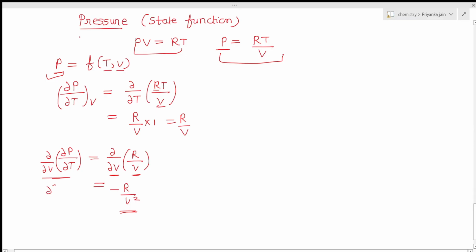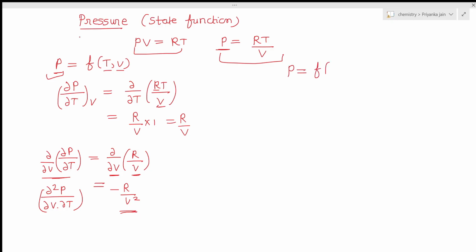Okay, ∂²P/∂V∂T. We can write it in this manner. This is the second differentiation. Okay, now see the next thing. We can again do the same thing in a different order.